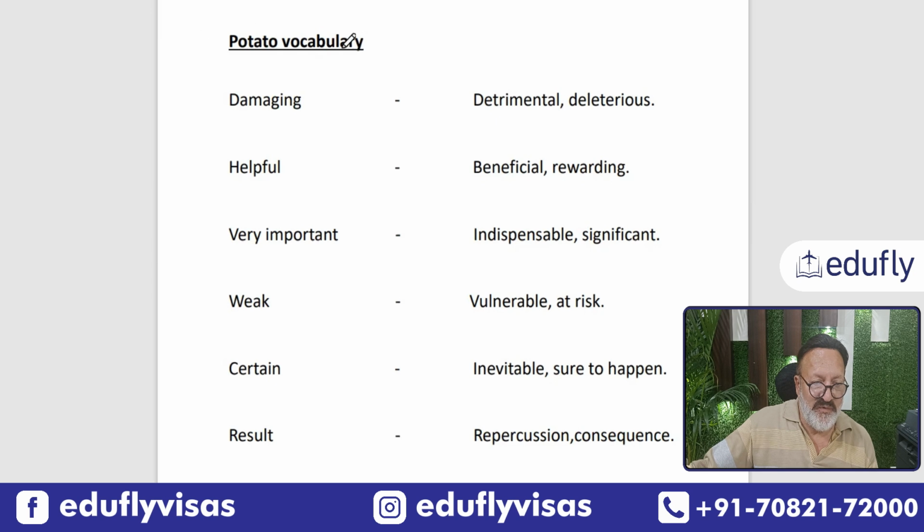The first one is for damaging. Damaging is okay, normal vocabulary. We can use detrimental, or we can use deleterious. If you have to write something which is damaging in an essay, you can use all three of them, so that this gives you marks, because you will be rephrasing the topic vocabulary with synonyms. Detrimental is something which is not good. You can say smoking is detrimental to health.